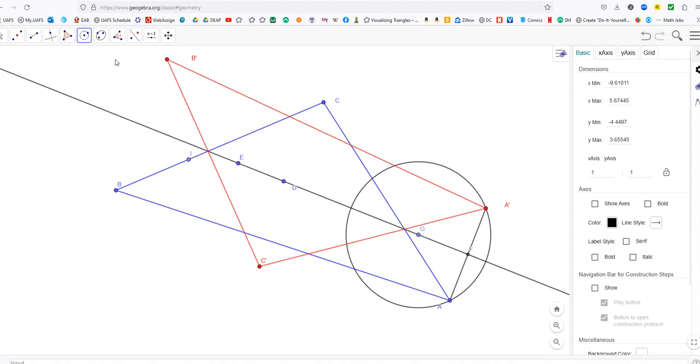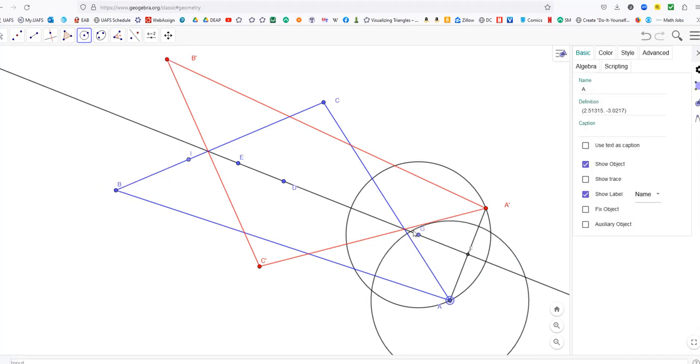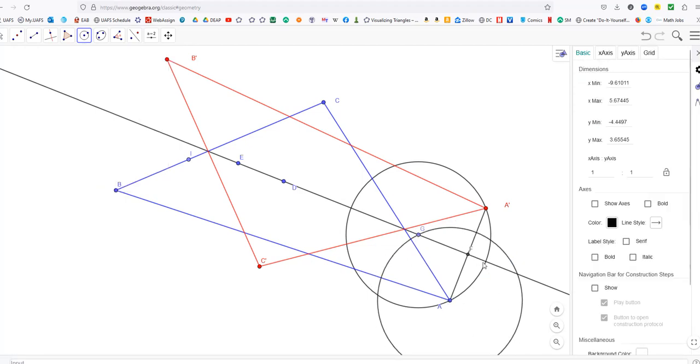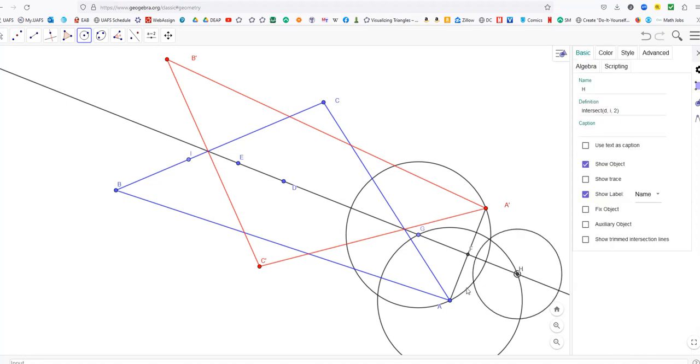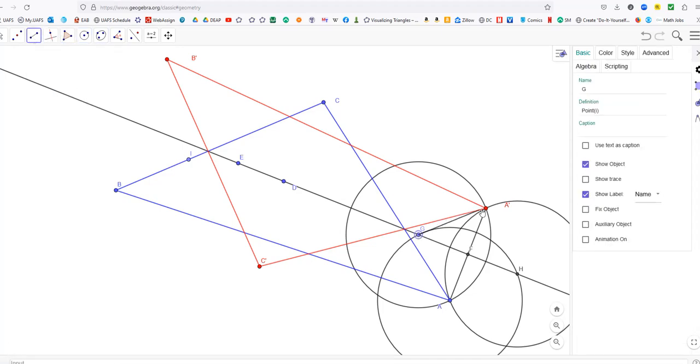Then find where it crosses here and make a circle going from here to here, and then from here back to A. So if you look at the way this is set up, all those circles have the same radius. So that means that this shape right here has to be a rhombus.